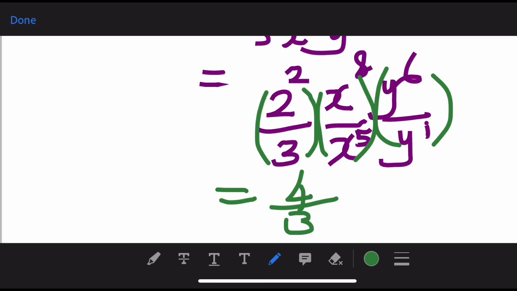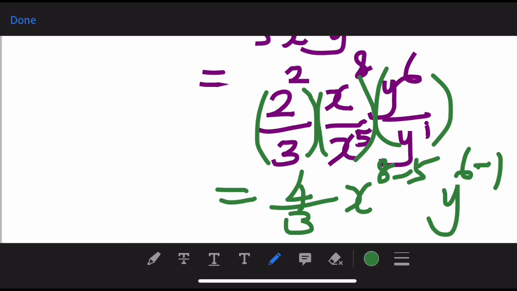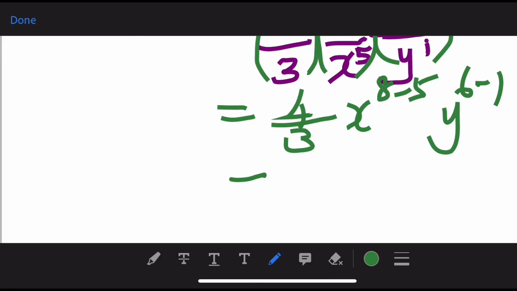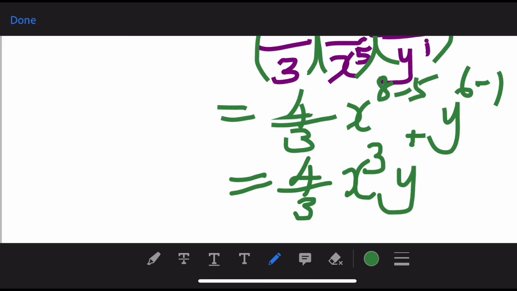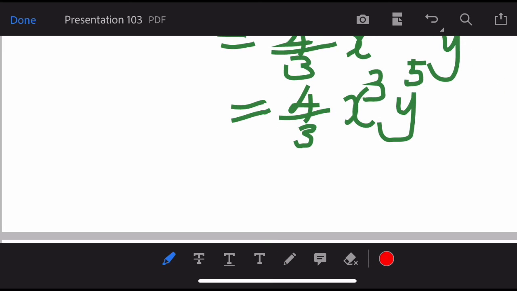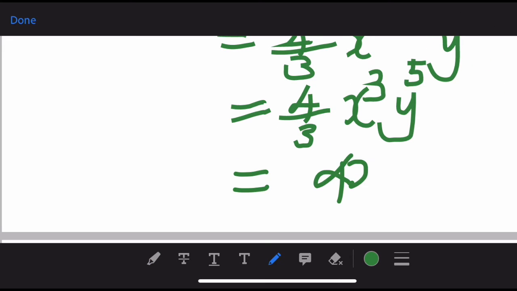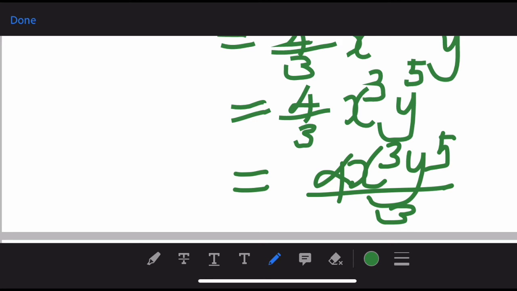So we will actually just use the law of indices. 8 minus 5 will be 3, right? y: 6 minus 1 will be 5. So the answer will be 4 over 3, x^3 y^5, right? So that is the best answer. Or you can write like this, 4x^3 y^5 over 3, also can.